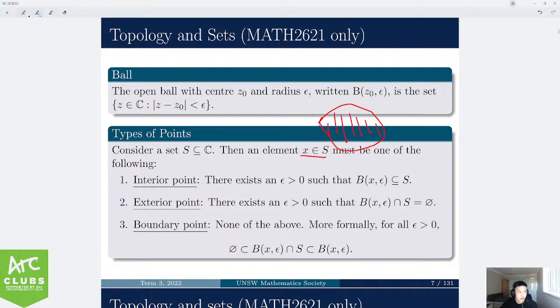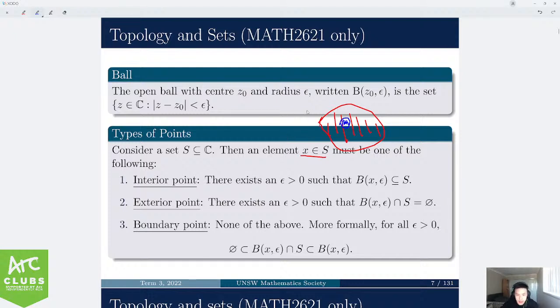Okay, so let's consider this set. Let's say we have this point over here. Well, clearly we can find a ball such that the entire ball lies inside the set. For the exterior point, that's sort of the opposite. Essentially, we can find a ball such that the entire ball lies outside the set.